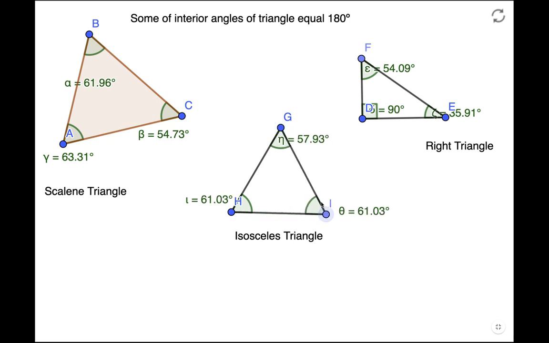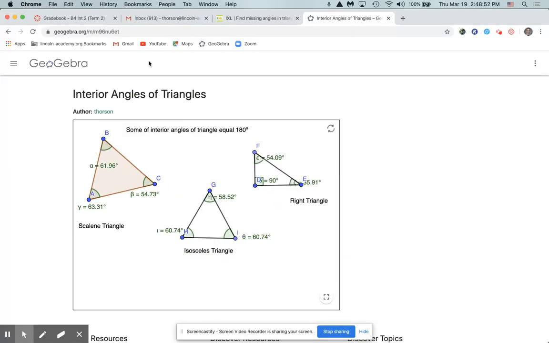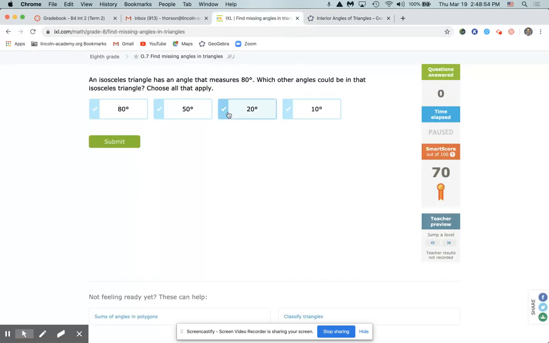Now, I said the isosceles are kind of the hardest, and I want to give you an example of what you might see on a problem. An isosceles triangle has an angle that measures 80 degrees. Which other angles could be in that isosceles triangle? And then it says choose all that apply. The reason they give you this scenario is because it has two possible solutions.